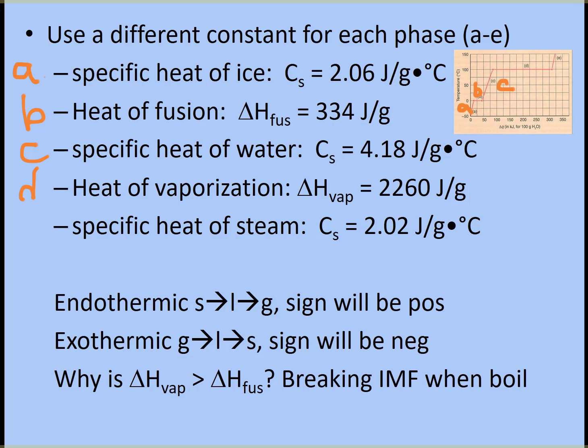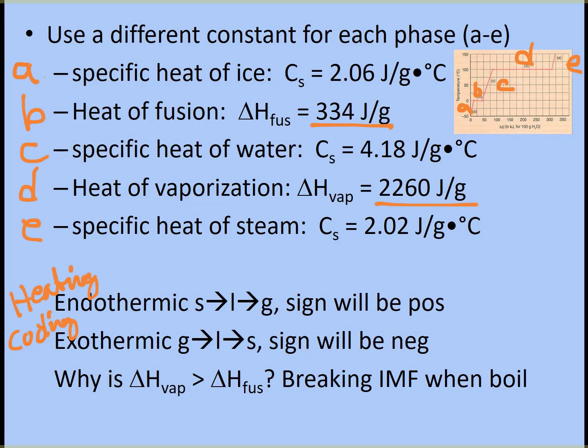And if you're boiling, then you'll use that heat of vaporization constant. And if you are in the gaseous phase, then you'll use the specific heat of steam. As I mentioned before, it's endothermic when you are heating it, and it will be exothermic when you are cooling it. And just a note on our heat of fusions, so melting is 334 joules per gram if we're working with water, but to boil it is 2,260 joules per gram.